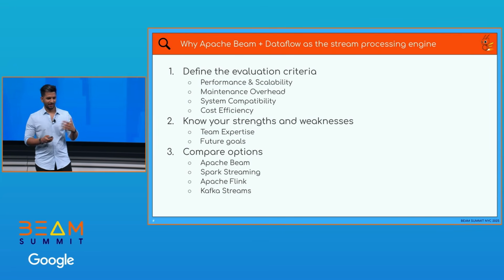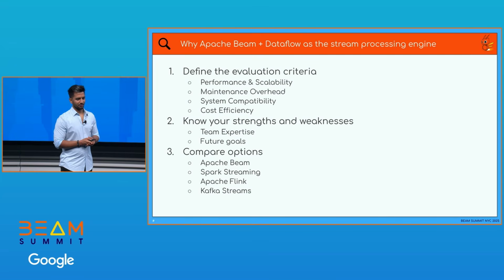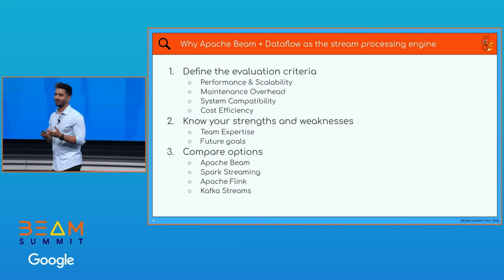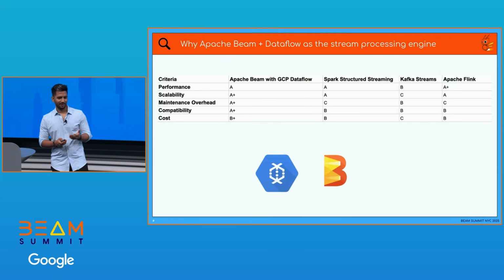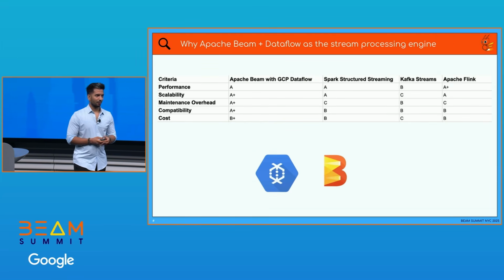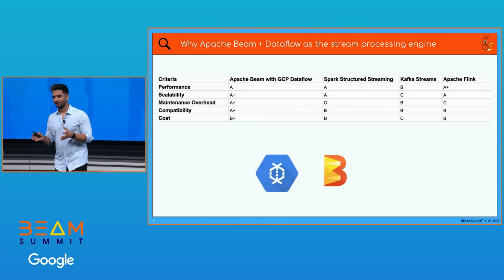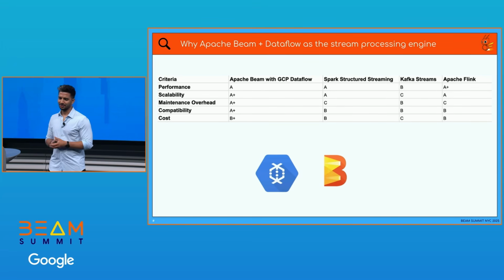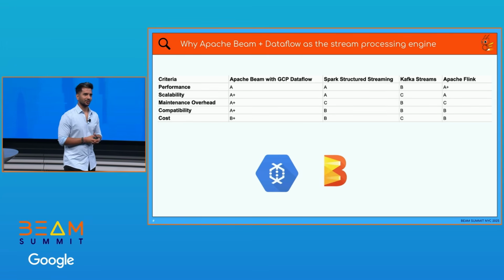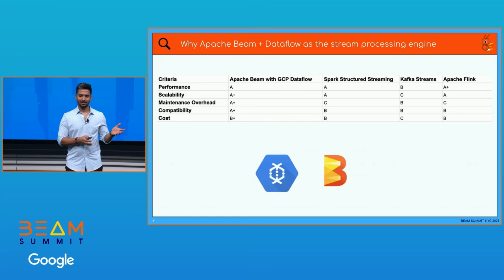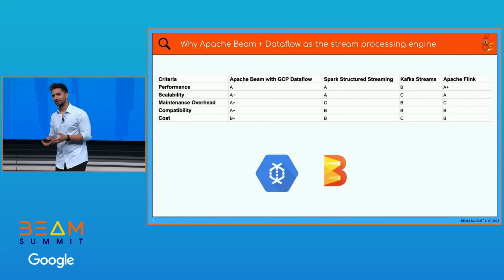And then we began shortlisting various options. So Beam with Dataflow was one of them, Spark Streaming, and then we had Flink and others as well. Now before I deep dive into the evaluation itself, I want to preface this by saying that these ratings that you see on the screen are not universal. This is based on TRM's needs, existing infrastructure and preferences.